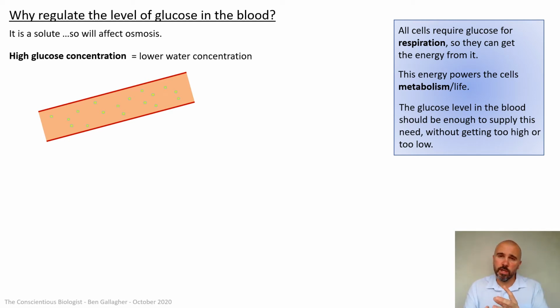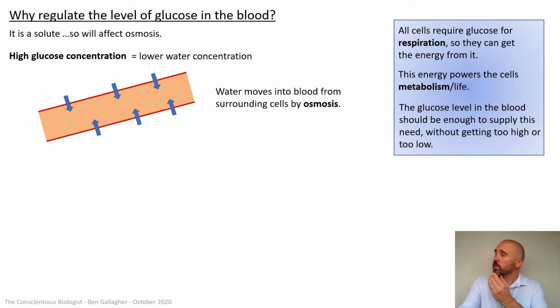Okay, they're all solutes that affect the concentration of water. If you've got loads of glucose, then it means you've got less water relative to the cells that are around it. So think what will happen. If I've got blood with a relatively low water concentration, then water is going to move into the blood from the surrounding cells by osmosis.